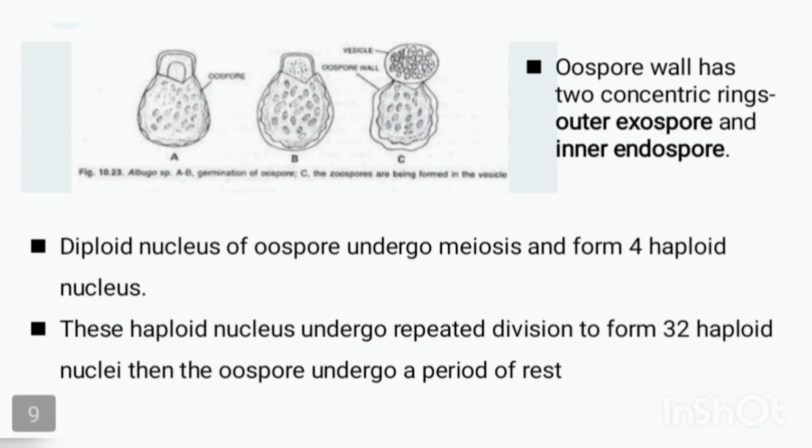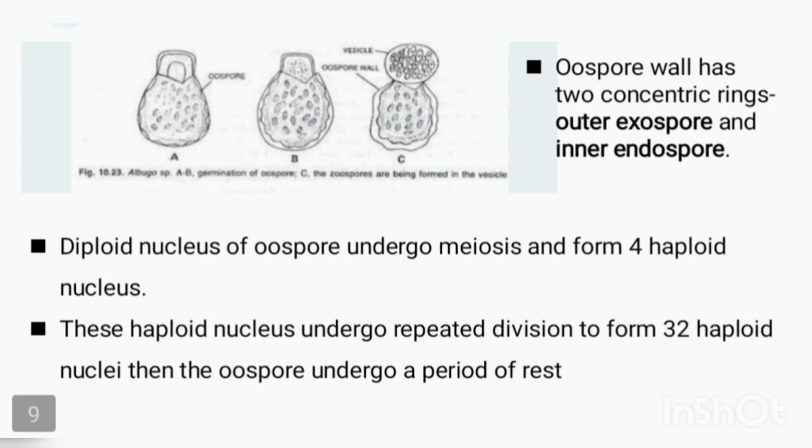So the oospore has how many wall layers? 2 wall layers. What are they? Outer exospore and inner endospore. Now what happens to the diploid nucleus of the oospore? It undergoes meiosis, first forming 4 haploid nuclei and then later it divides to form 32 haploid nuclei. Then the oospore, after all this nuclear division, undergoes a period of rest. So have you understood up till here? If you have any doubts, please feel free to contact me.